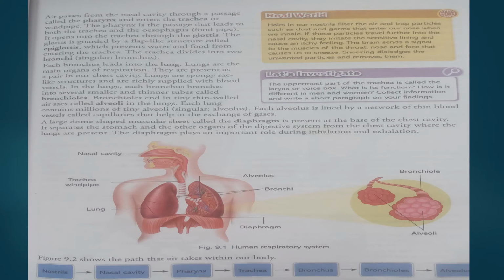So students, see, after it goes into the pharynx. Actually, the pharynx is the passage that leads to both the trachea and the esophagus. It opens into the trachea through the glottis. The glottis is guarded by a flap-like structure called the epiglottis, which prevents water and food from entering the trachea. The trachea divides into two bronchi.